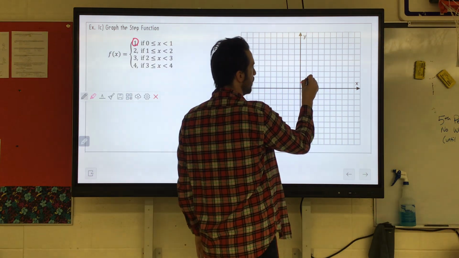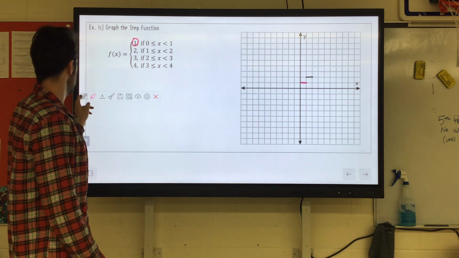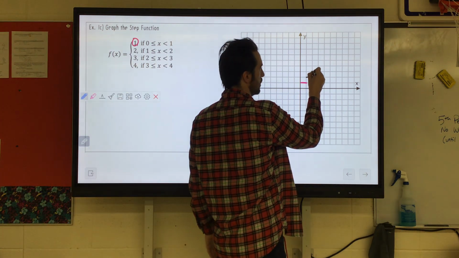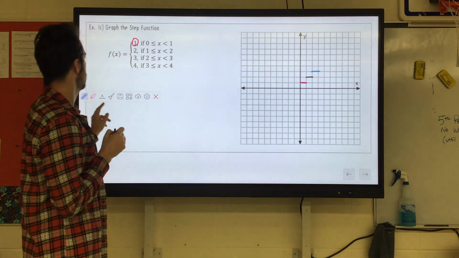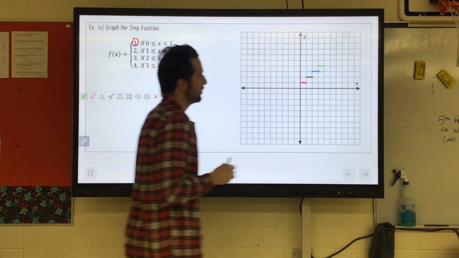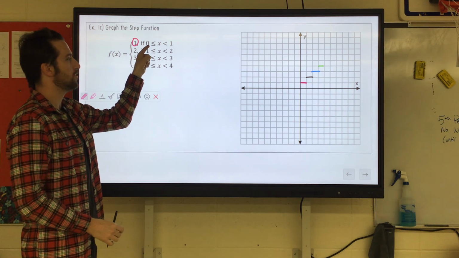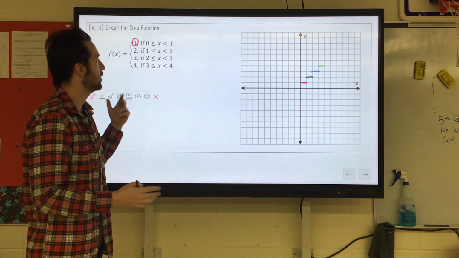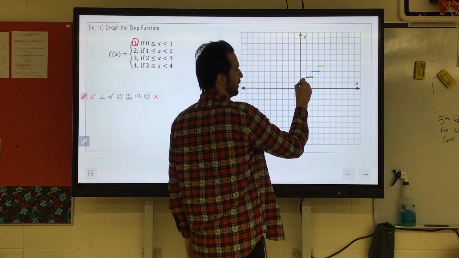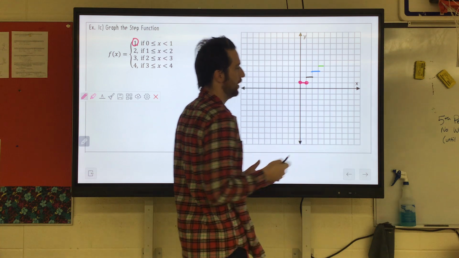Okay. All right. Not too exciting. From 2 to 3, we're going to be at 3. And then from 3 to 4, we're going to be at 4. Wow, that's really exciting. So if you look, 0 has the or equal to, so that would get the solid dot there. The 1 is just less than, so that would get an open dot.